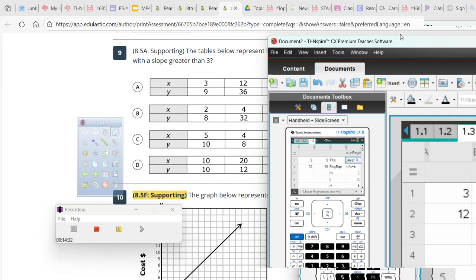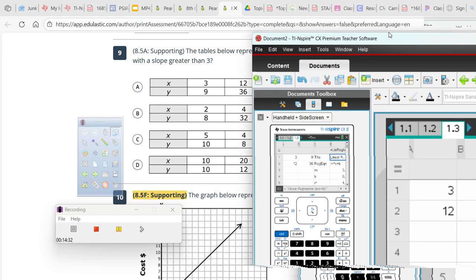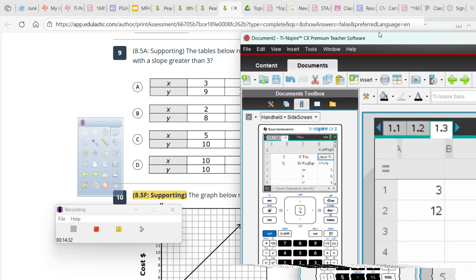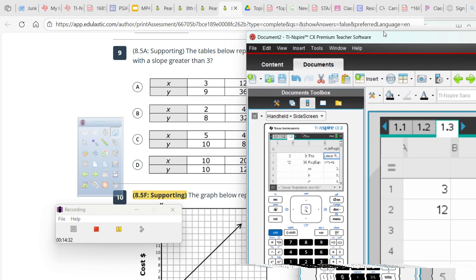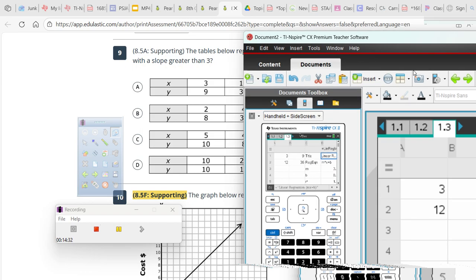All we need is 2 points. Oh, look at that. The slope is 3 there, and the y-intercept is 0, so that's proportional. And they want it greater than 3. So that one's exactly 3. That's not going to count. They want it greater than 3.